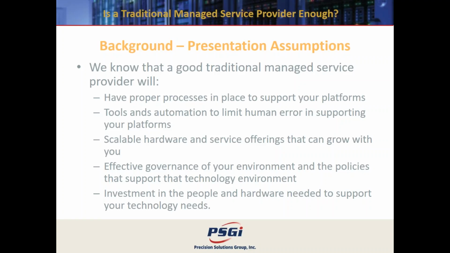So we're starting this presentation with the assumption that an MSP can, without fail, take care of your infrastructure. So they're good at the technology pieces. They have their act together from that perspective. What we do want to mention, though, is that the traditional view of an MSP providing those services, well, that just may not be quite enough.